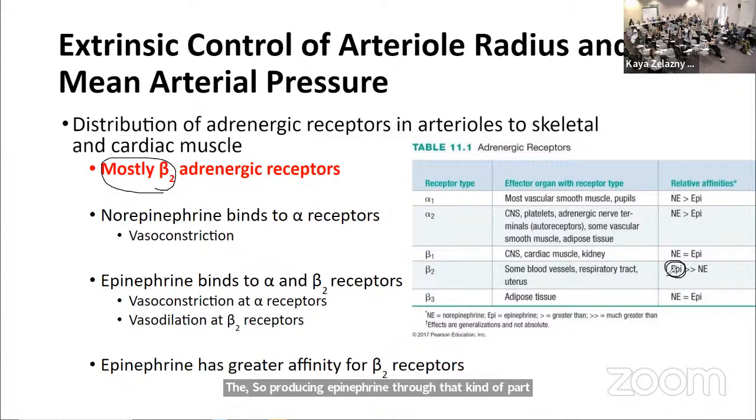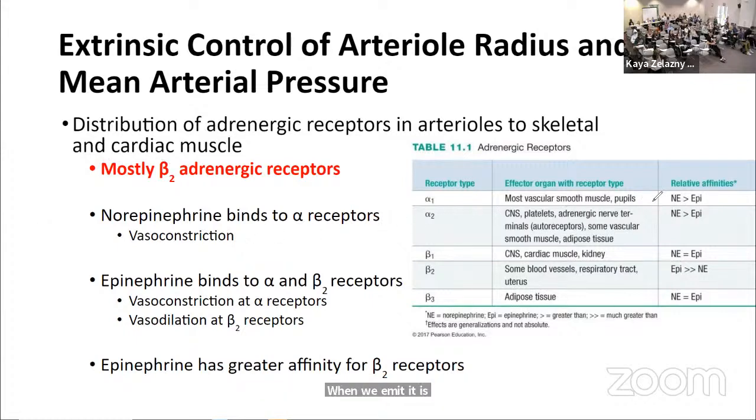Okay. So norepinephrine, when we emit it, is usually going to be binding to those alpha receptors. So the first one we talked about. So these alpha receptors out in the body, kind of everywhere, not the brain, are getting the norepinephrine from the sympathetic nervous system. And the result of those alpha receptors binding norepinephrine out in the body is vasoconstriction.